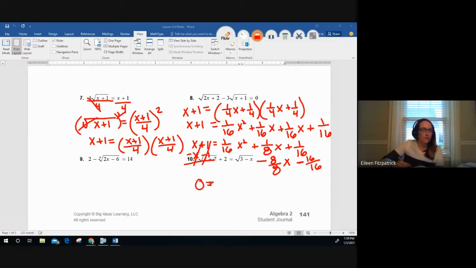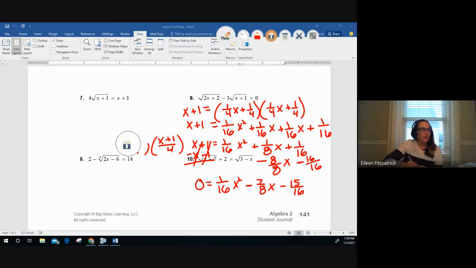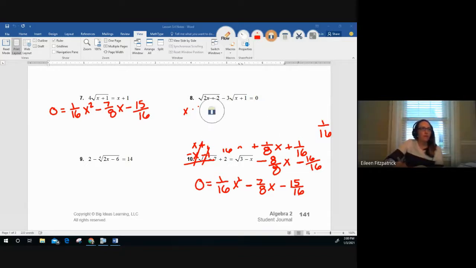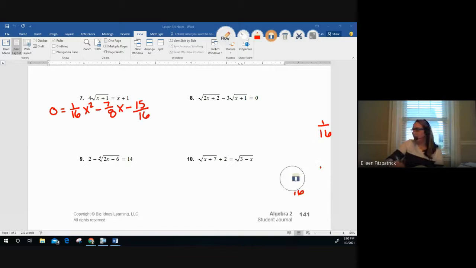So I have 0 is equal to 1/16 x squared, negative 7/8 x minus 15/16. Now I don't want to have to factor that because that looks pretty crazy to factor. I'm going to rewrite it up here. What I'm going to do is multiply through by an LCD to eliminate the fractions, which will make it easier. Since the denominators are 16, 8, and 16, I'm going to multiply everything through by a 16.